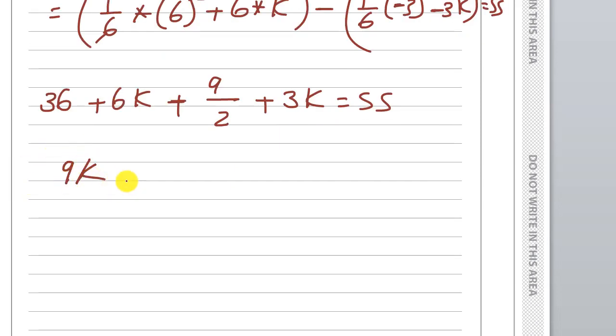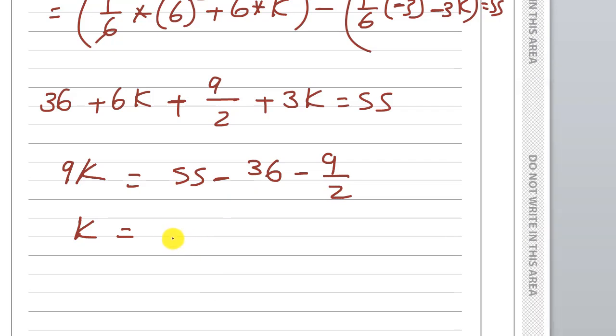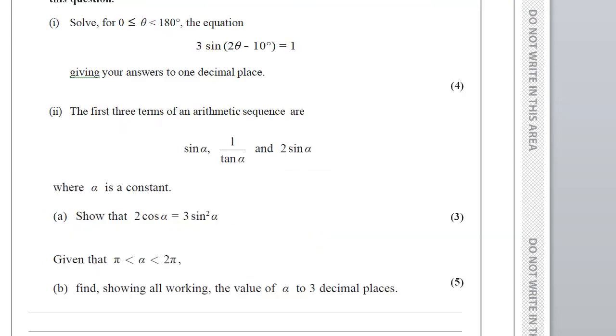So 9k is equal to 55 minus 36 minus 9 over 2. So k is equal to, let us find the k, 55 minus 36 minus 4.5 divided by 9. So 29 over 18. 29 over 18, this is the value of k. Let us go ahead to another question.